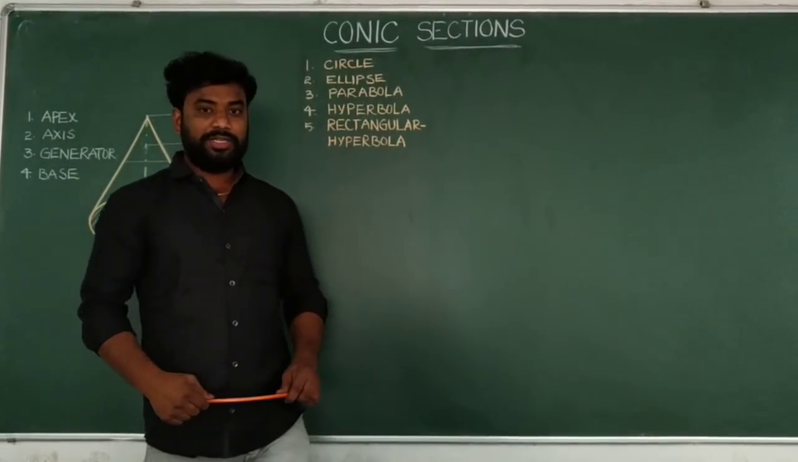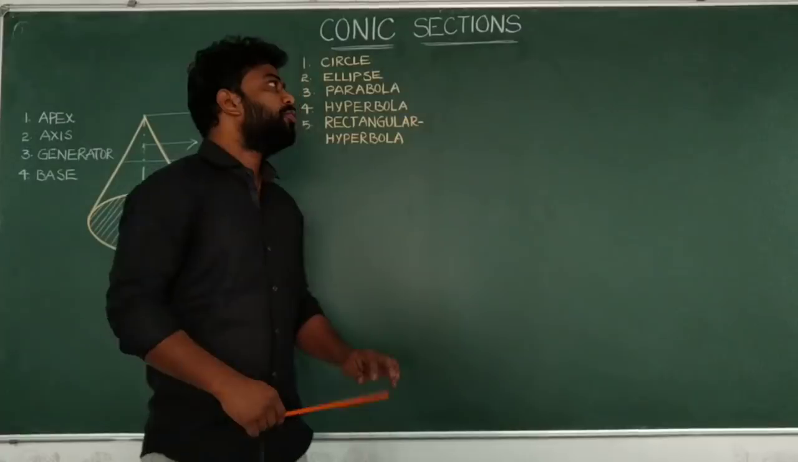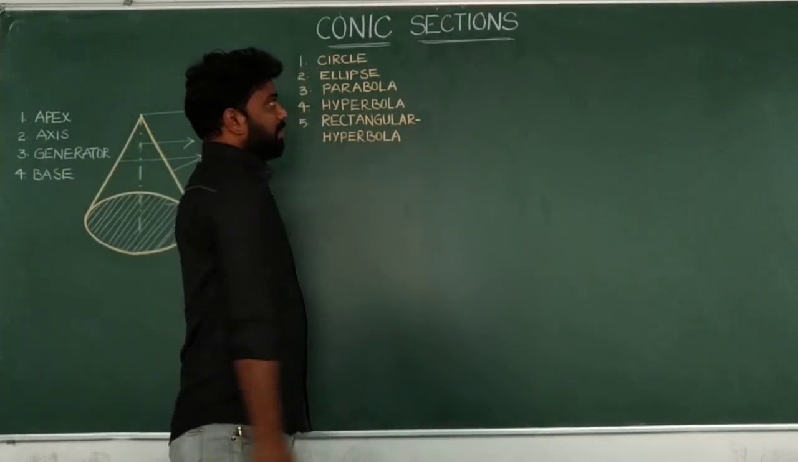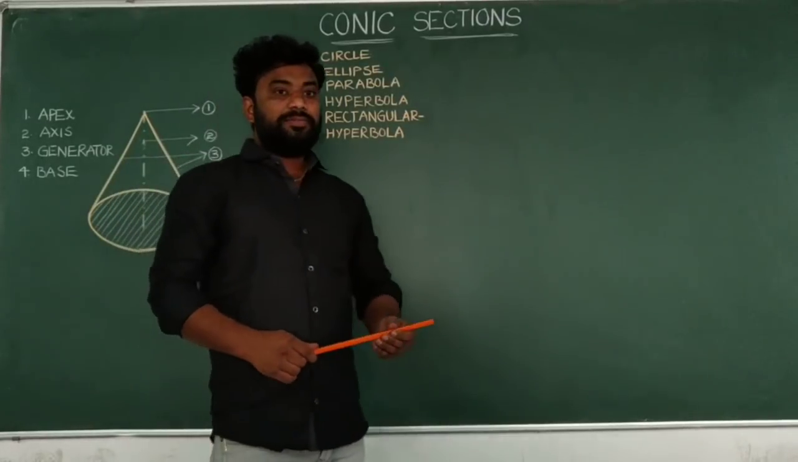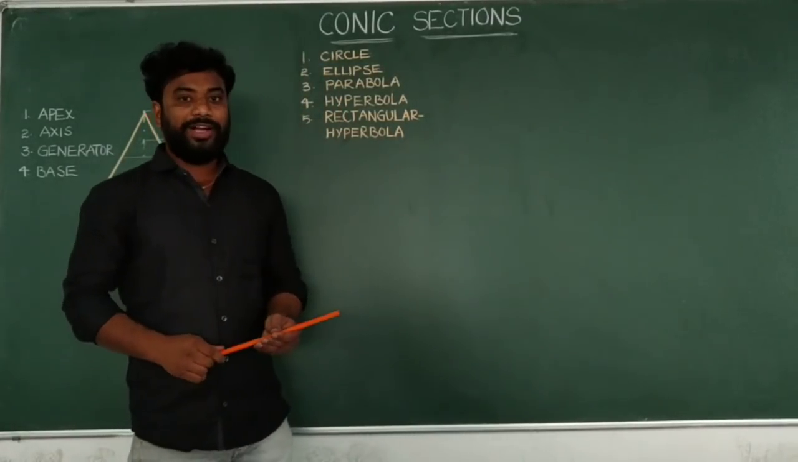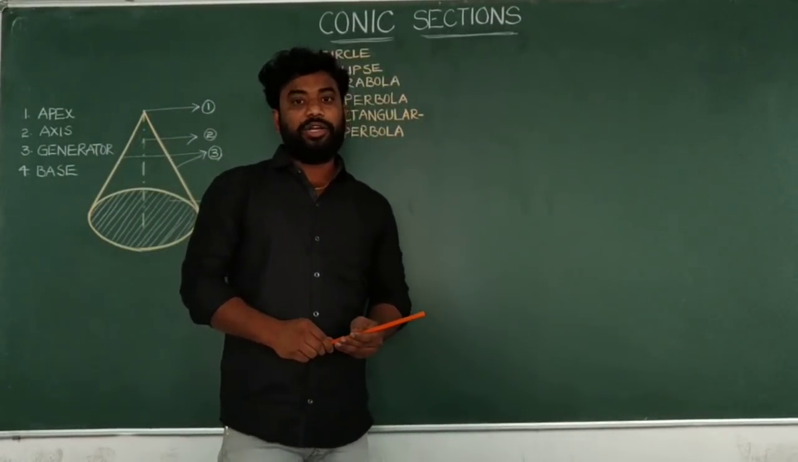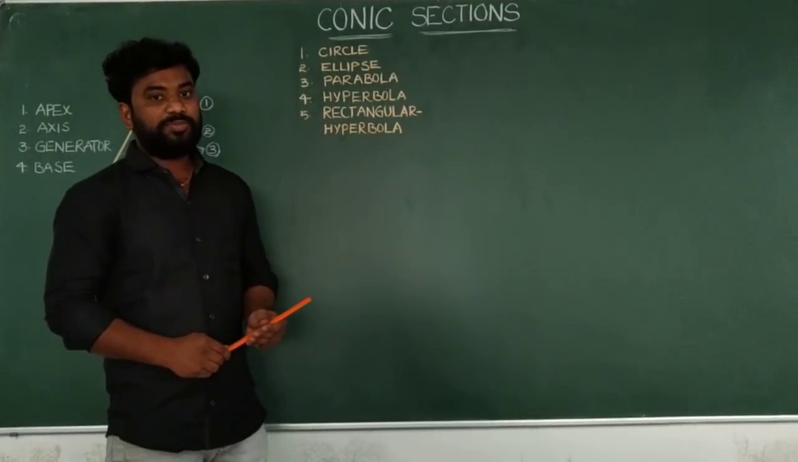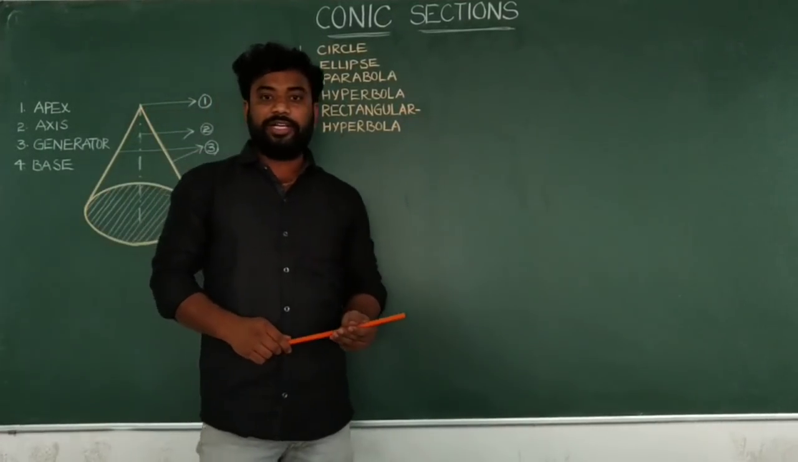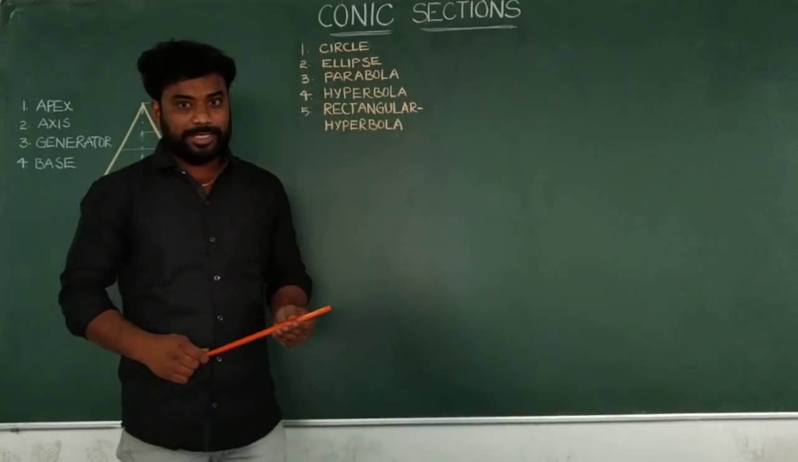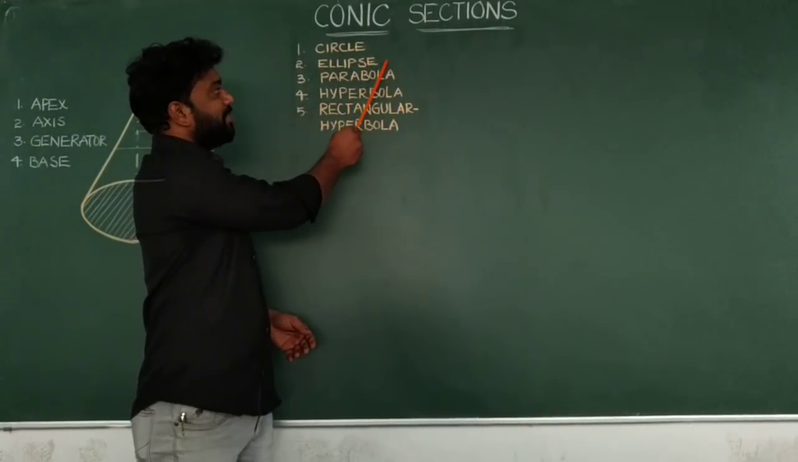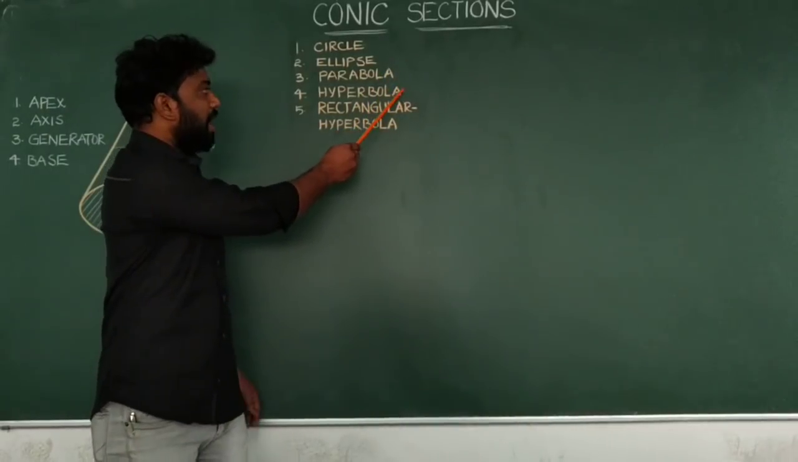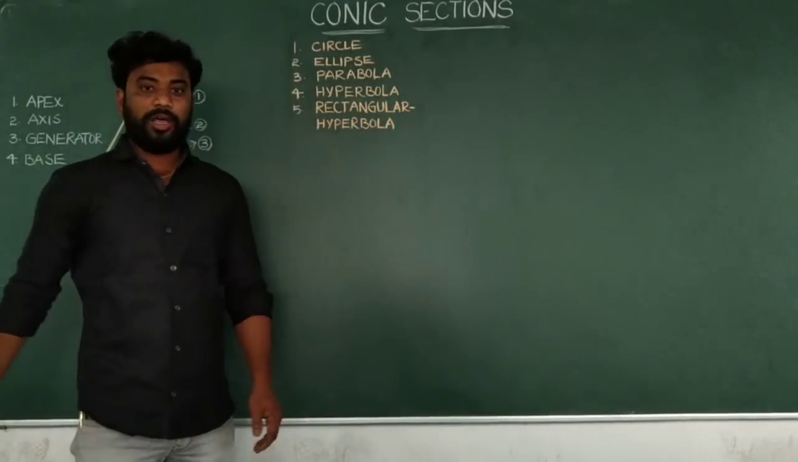In this video lecture, I am going to talk about conic sections. What is a conic section? Conic section means the section obtained after cutting a right regular cone. We will be getting different shapes, and those shapes are called conic sections, namely circle, ellipse, parabola, hyperbola, and rectangular hyperbola.